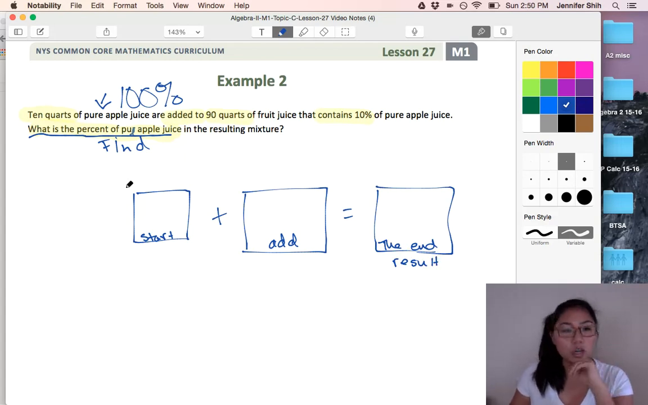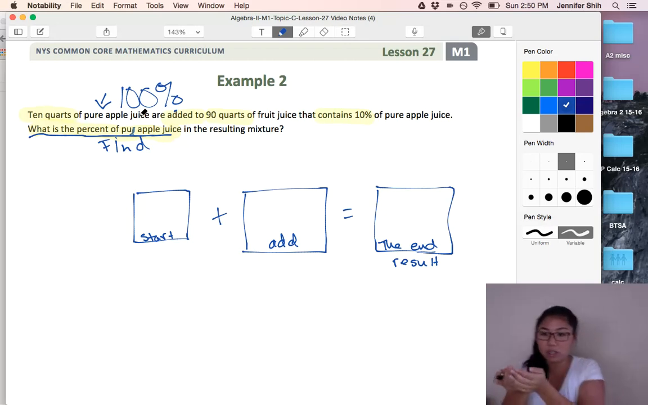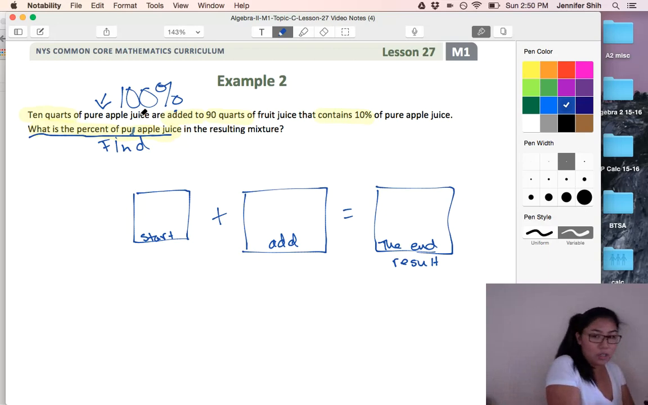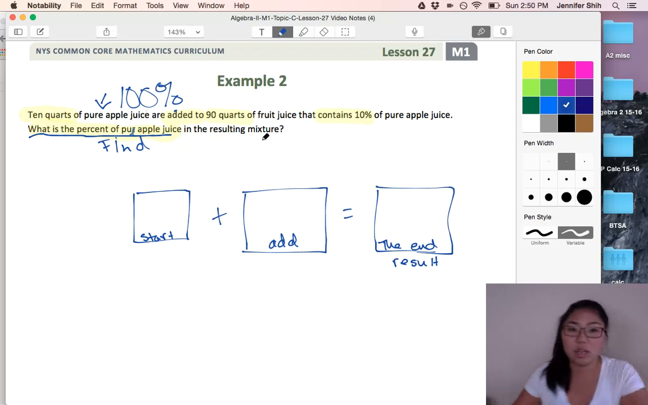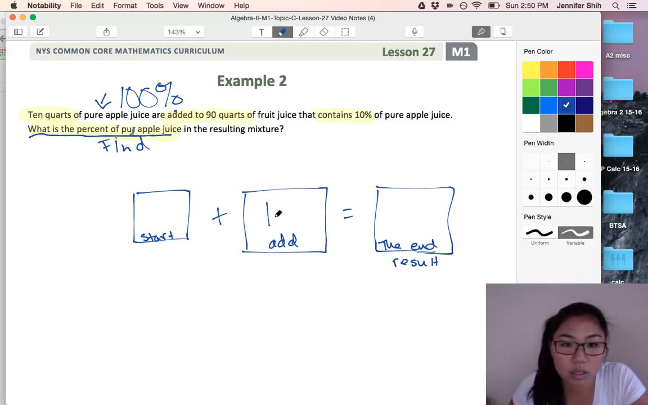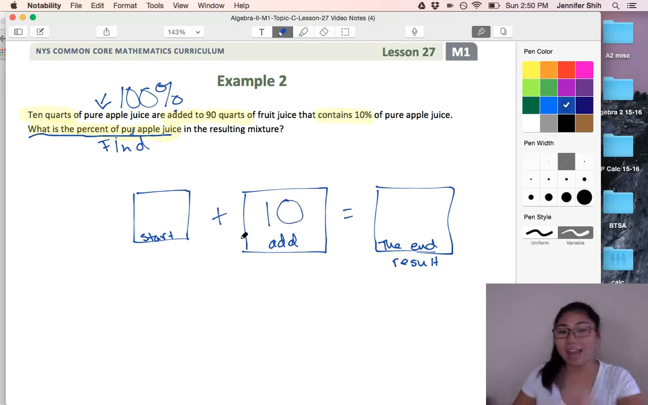So I'm starting with 90 quarts of fruit juice. It says 10 quarts of pure apple juice are added to 90 quarts. Even though the sentence is a little weird, if you look at the phrasing, it says you have 10 quarts and then you're going to drop it into the bucket of 90 quarts. So our 10 quarts are added in there.